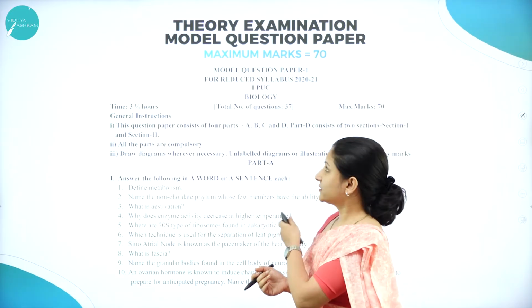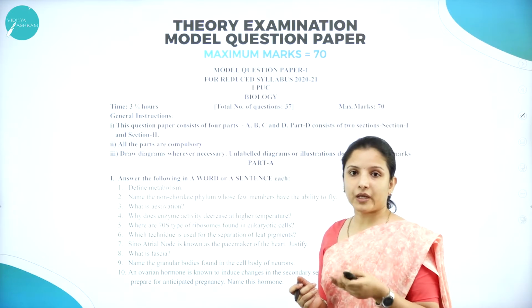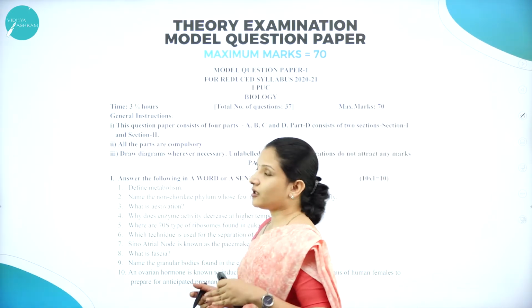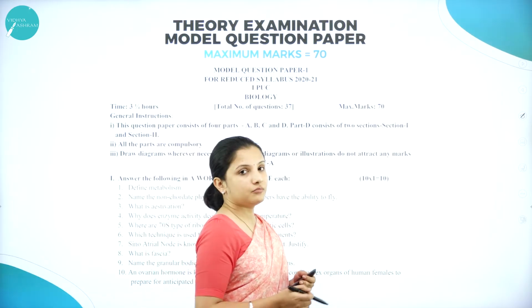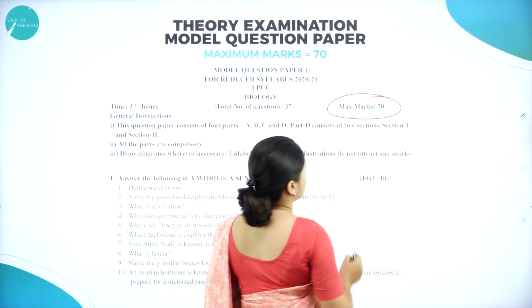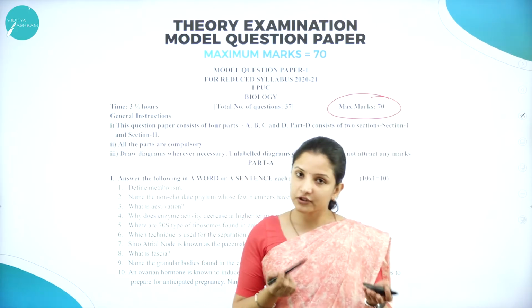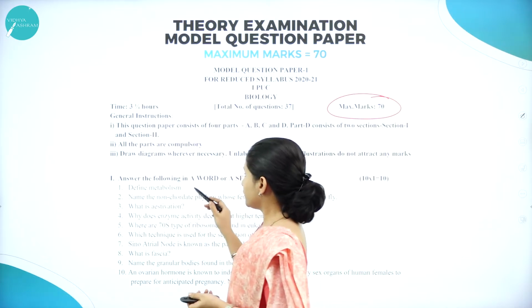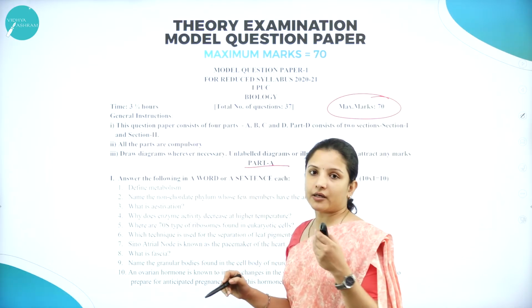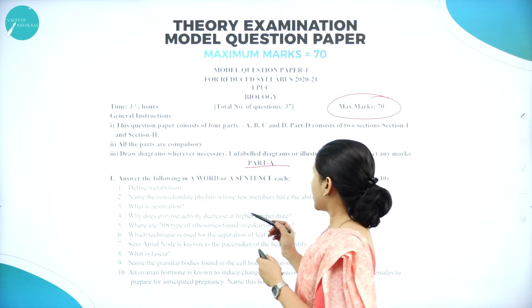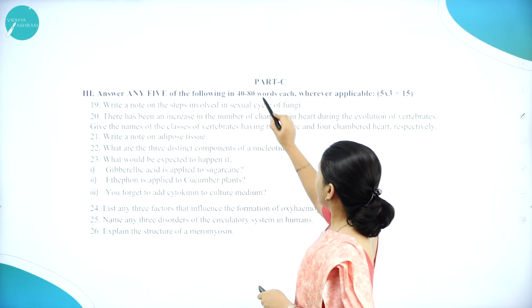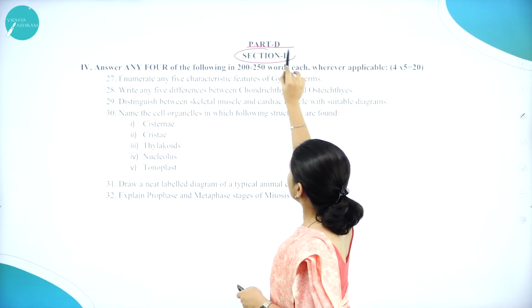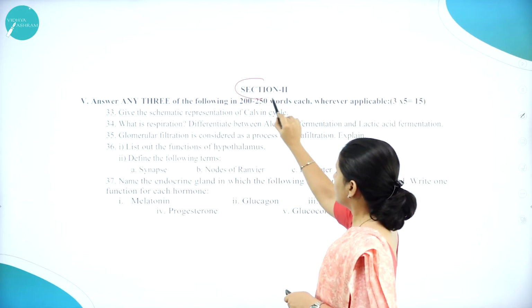I have put a slide of the model question paper to make you understand how it exactly looks. You have a time of about 3 hours and the maximum mark is 70, because 70 marks is for the theory and the remaining 30 marks will be for the practical examination. Usually they have part A, part B, part C, part D, and in part D they have section 1 and section 2.